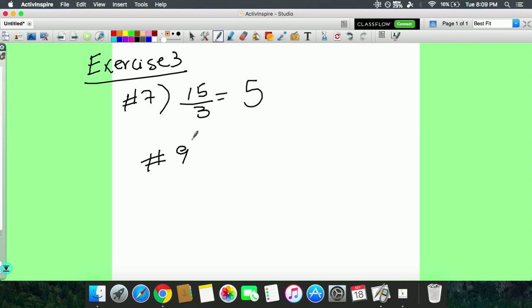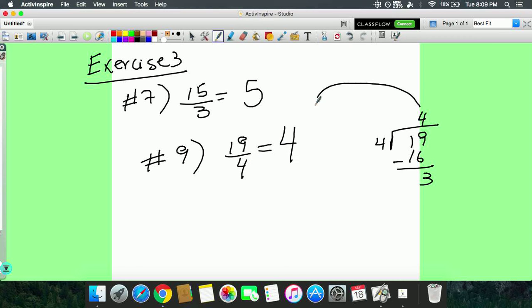Number 9, 19 over 4. So now just do this the long way here. If you divide 19 by 4, 4 doesn't go into 1, 4 goes into 19 4 times. 4 times 4 is 16. You subtract, 19 minus 16 is 3, and you're done, right? So remember, 4 can go into 19 4 times. That's where this number goes, right? How many left over? 3 out of 4.